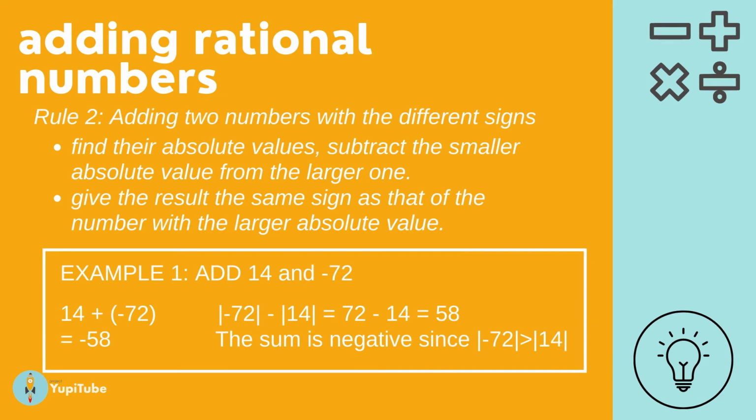For example, add 14 and negative 72. Subtract the absolute values of negative 72 and 14. 72 minus 14 is equal to 58. The sum is negative since the absolute value of negative 72 is larger than the absolute value of 14.